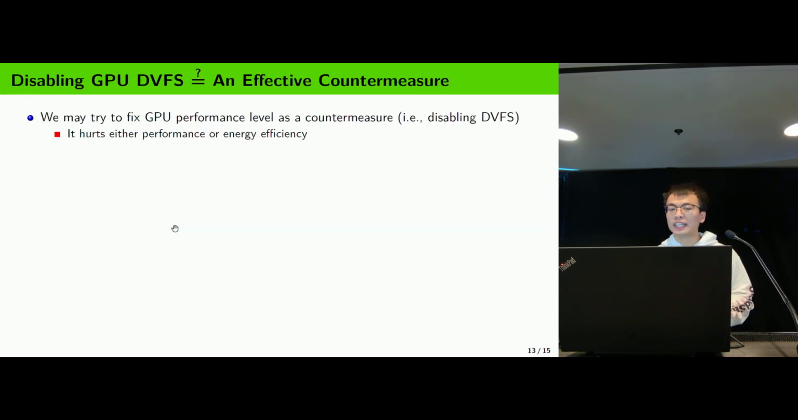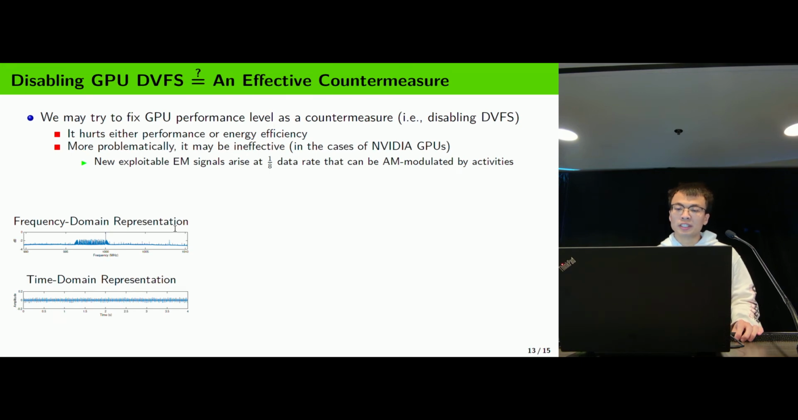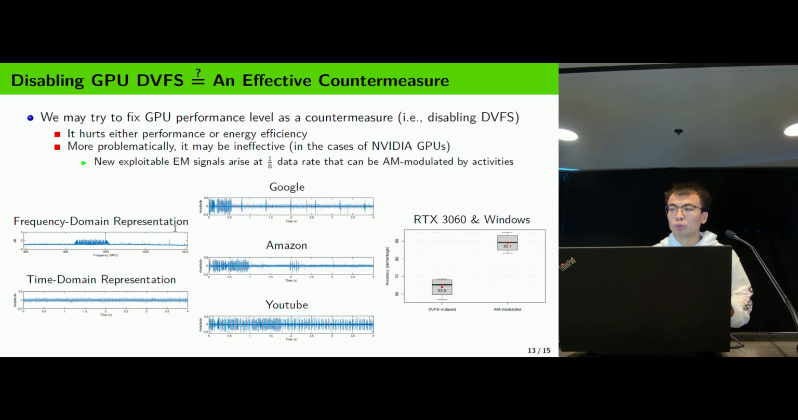Now you may think we can easily fix this by disabling the GPU DVFS, but unfortunately that's not the case. First of all, it will hurt the performance or energy efficiency. But more problematically, it may not even be effective for the case of NVIDIA GPUs. After we do this, we find some new exploitable EM signals at the 1/8 data rate that can be AM modulated by the activities. And what's even worse, when we try to use such signals to perform the website fingerprinting attacks, we can obtain an even higher accuracy.